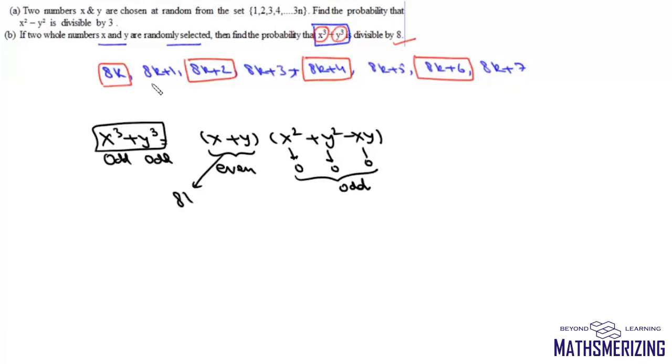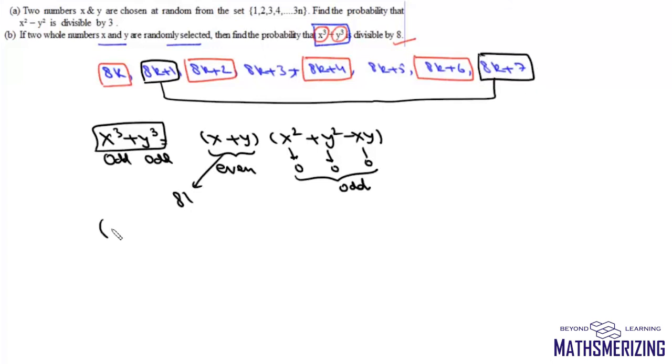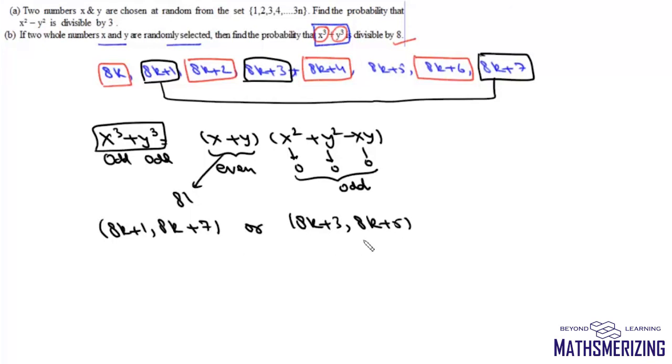Now it will be divisible by 8 when we have one of the numbers from 8k plus 1 and it gets added to 8k plus 7. So we have this one category where we have 8k plus 1 and 8k plus 7, or this other category when we have 8k plus 3, and the other one should be 8k plus 5. So these are the two possible cases. Now if one of them is odd and the other is even, then it will be an odd number, so it cannot be divisible by 8. So we have two cases. When both of them are even, then in that case it will be divisible by 8, and if both of them are odd, they must be either this form or this other form.